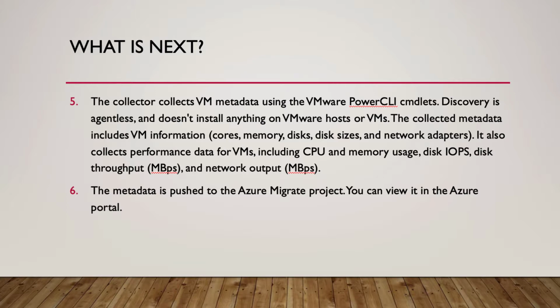The collected metadata includes VM information, which are number of cores, amount of memory, size of the disks, type of the disks, and the network adapters. It also collects performance data for VMs, including CPU and memory usage, disk IOPS, disk throughput, and network output.